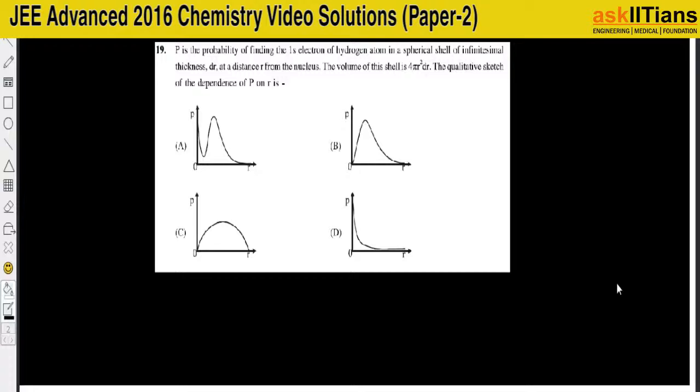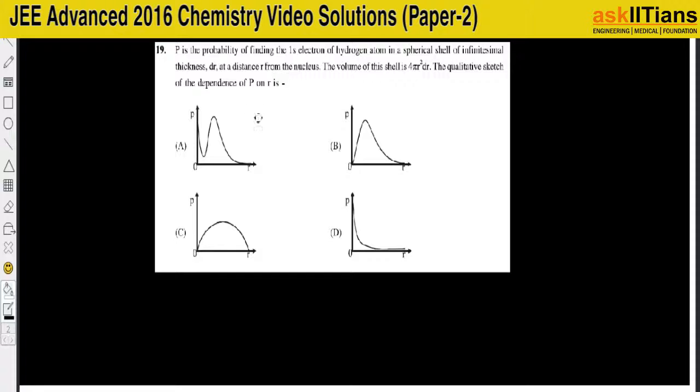So here is the first question. It is a multiple choice question with one correct answer only. It came this year in JEE Advanced 2016. It has shown 4 graphs, right? And it says P is the probability of finding the 1s electron of a hydrogen atom in a spherical shell of very small thickness dr, at some distance r from the nucleus. And the volume is 4 pi r square dr. So what could be the qualitative sketch?